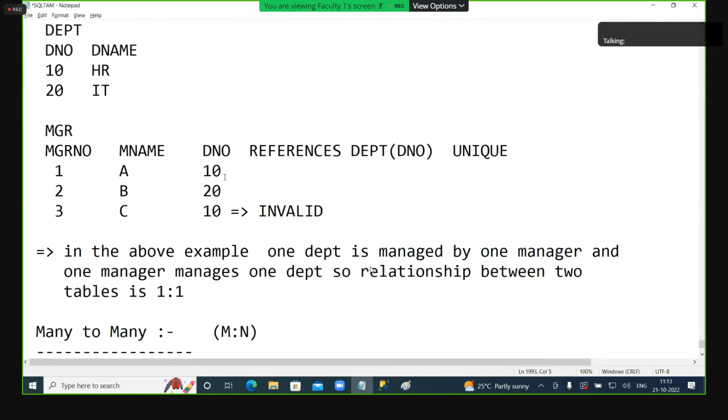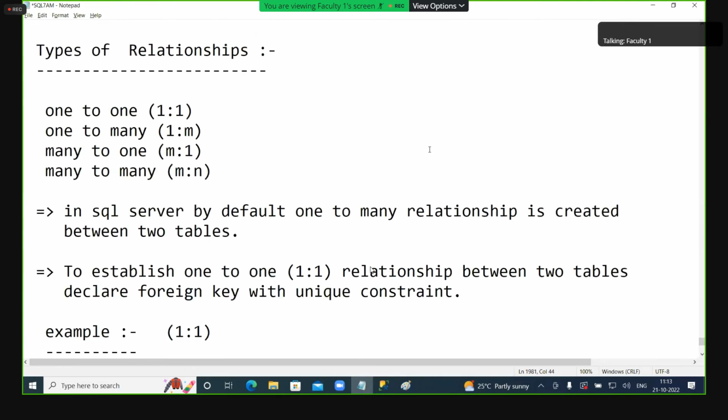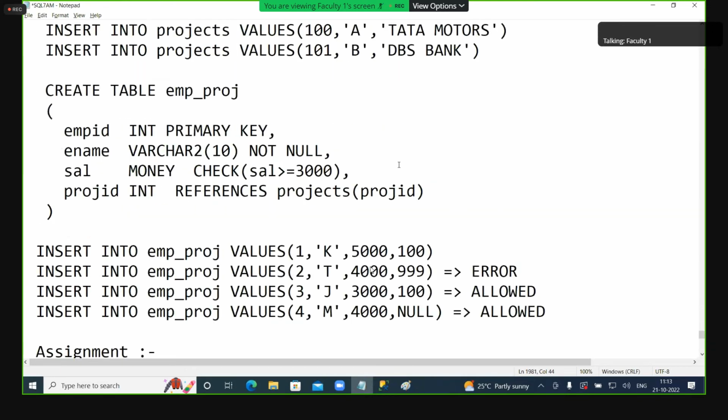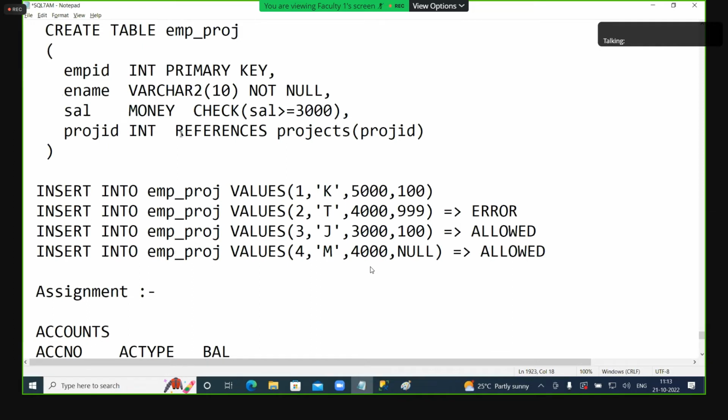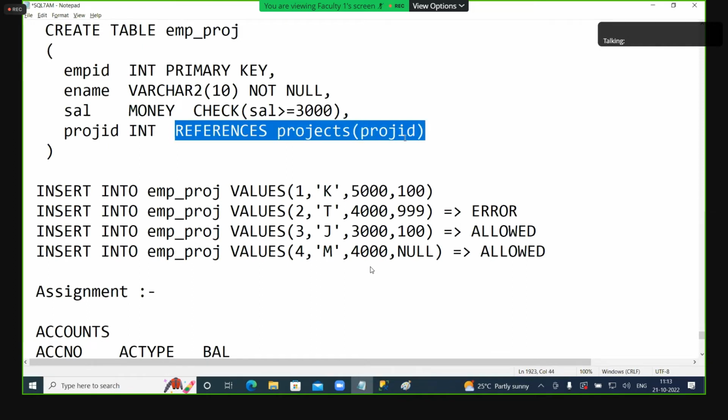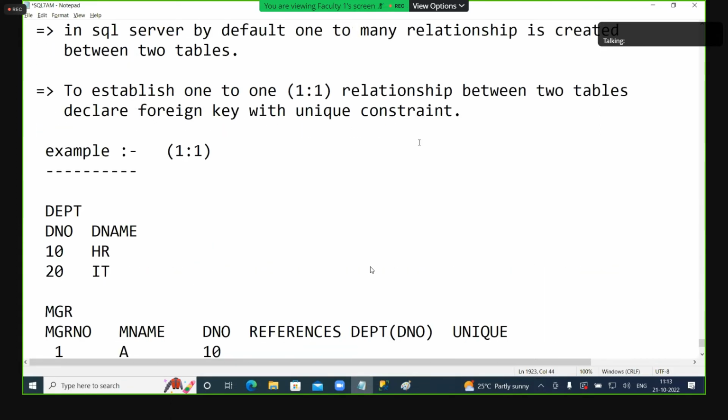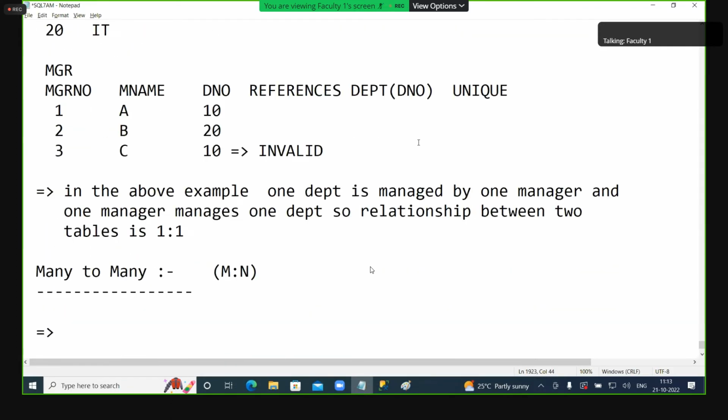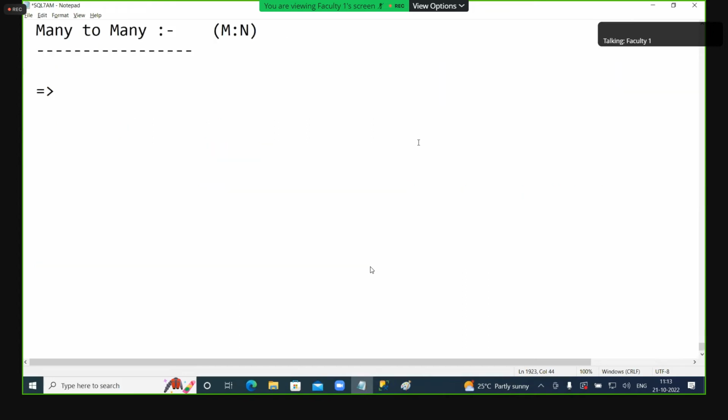Earlier, in the previous example, you only declared references, only a foreign key. If you declare only a foreign key, it is one to many. If you declare foreign key and unique, it is one to one.